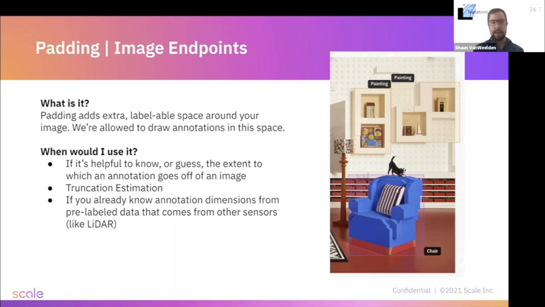Another time when we see padding be helpful is if we have annotations that come from other data sources like LiDAR, where we know how to project the cuboid onto the image or the box. This can also be helpful to allow people to have more context about the full extent of that shape from these other sensor modalities.